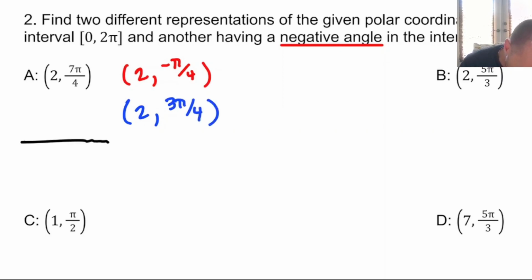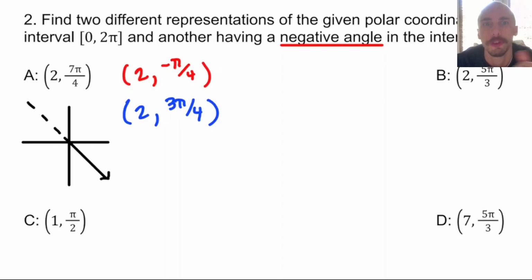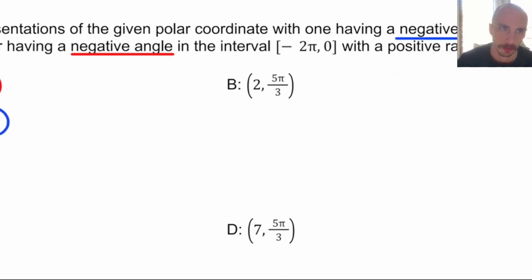But the other option would be to sketch what's going on here. If we're going along 7 pi over 4, we just would have to be thinking what's across the circle from that. And the dotted line, that's 3 pi over 4. So 2 and 3 pi over 4, and, oh wait, negative 2 along 3 pi over 4. Yeah, because then that would take us down into the fourth quadrant. Okay, let's keep it going.